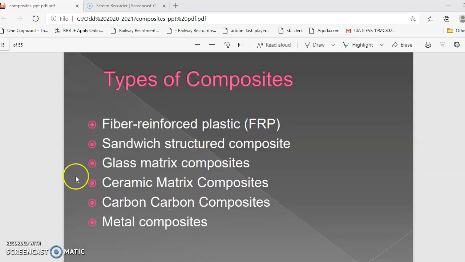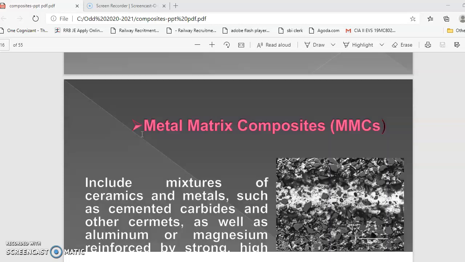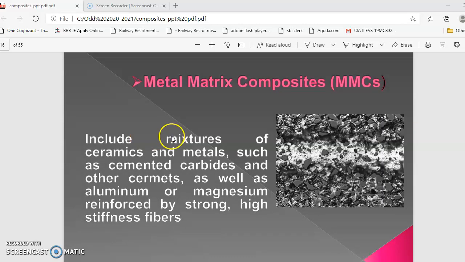So based on this, we classify the composites as fiber reinforced plastics (FRP), then sandwich structured composites, glass matrix composites, ceramic matrix composites (CMC), carbon-carbon composites, and metal composites. So based on the reinforcement and the matrix, we classify the composites. First one is metal matrix composites.